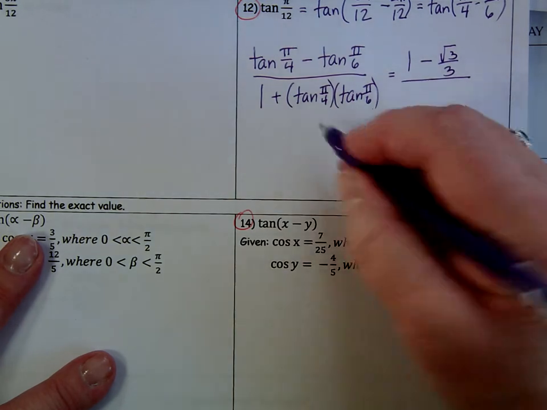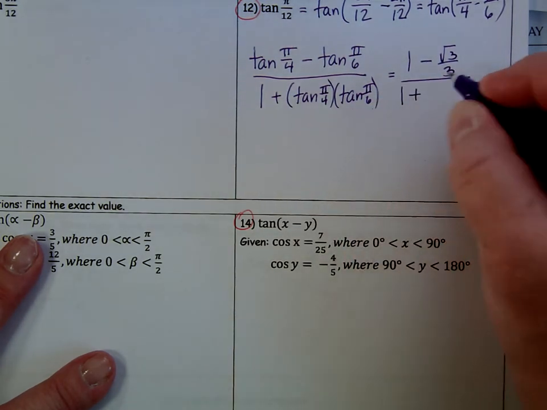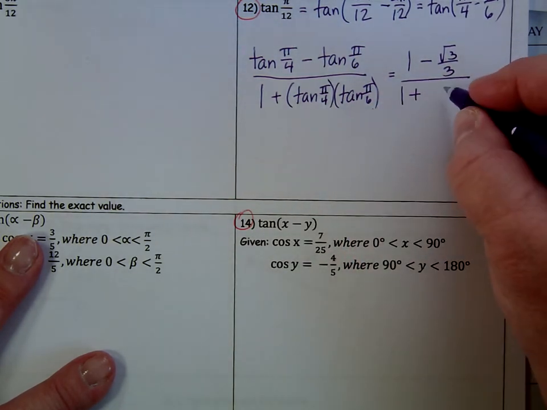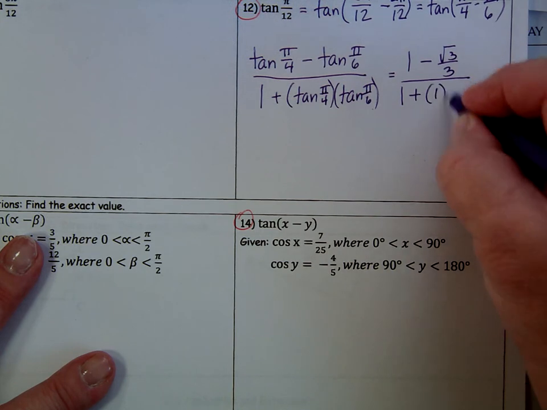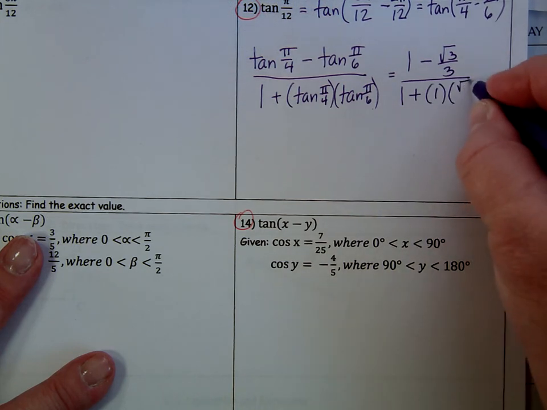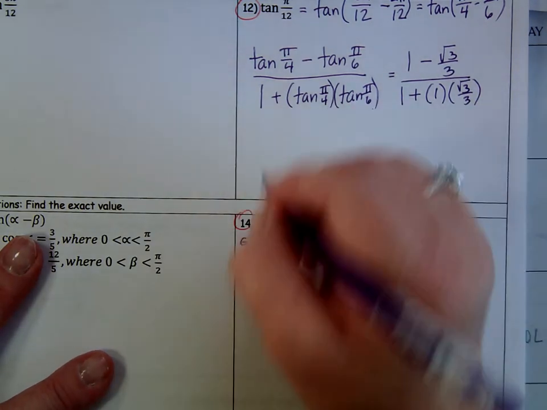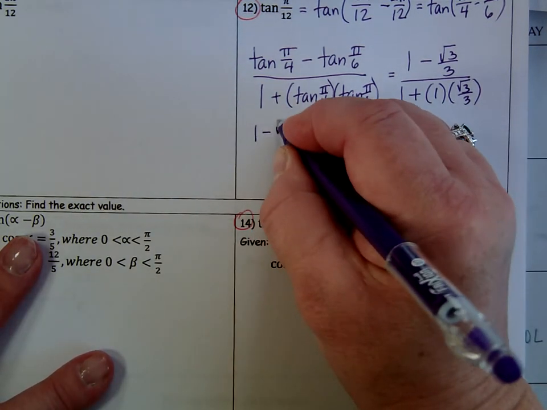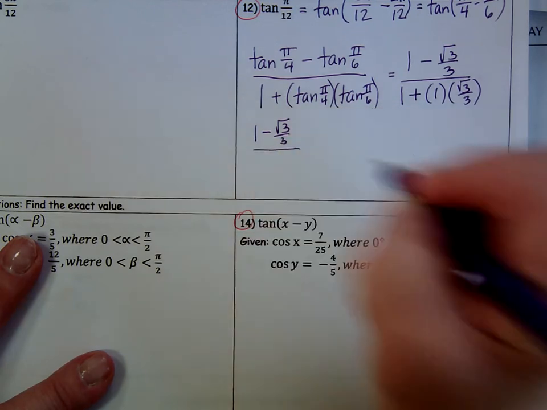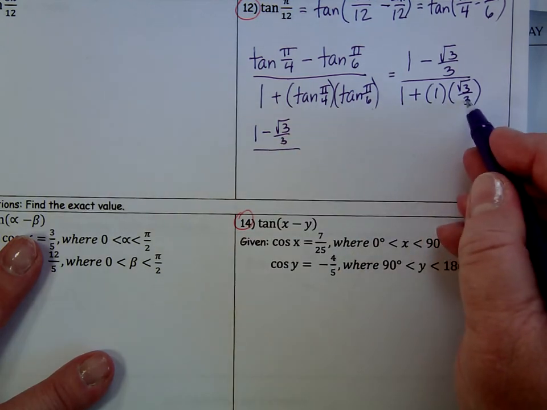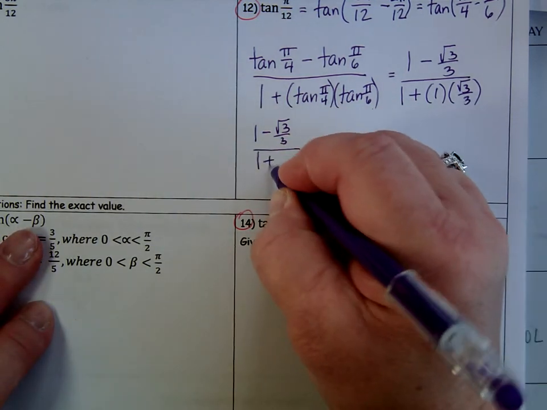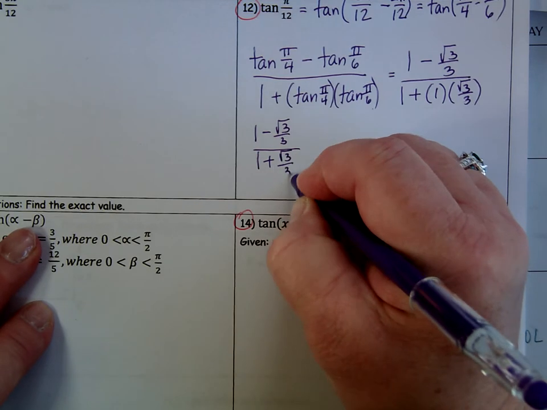In the bottom, 1 plus, tangent of pi over 4 is 1, tangent of pi over 6 is the square root of 3 over 3. And so when I put this together, I end up with this. I have 1 minus the square root of 3 over 3 on the top. These multiply to give you the square root of 3 over 3, so it's 1 plus the square root of 3 over 3 on the bottom.